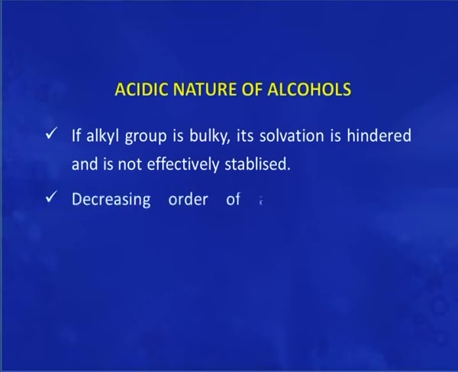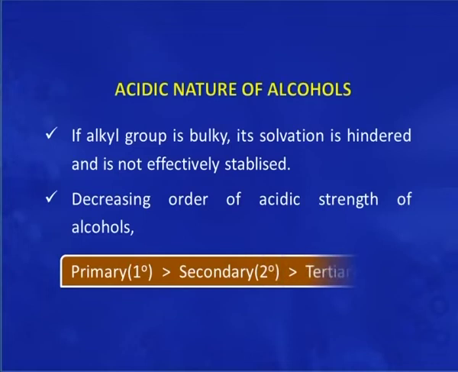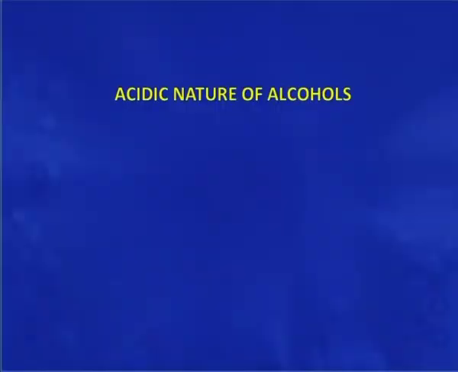Decreasing order of acidic strength of alcohols therefore follows the order: primary alcohols are most acidic, then secondary alcohol, and then tertiary alcohol. So, the reason behind the alcohols showing acidic character is the dissociation of oxygen hydrogen bond, and second is the solvation of the alkoxide generated by the solvent.